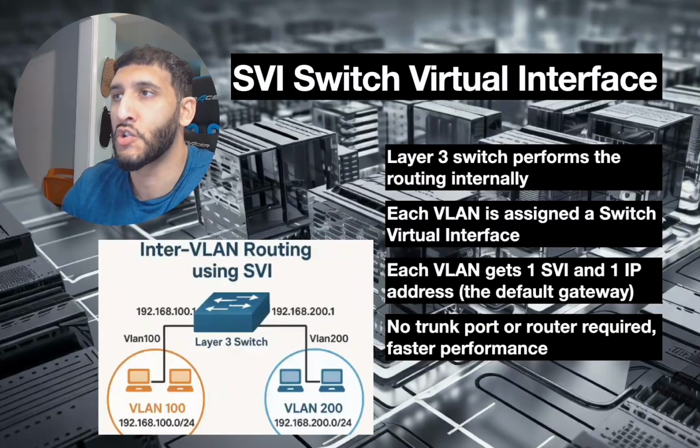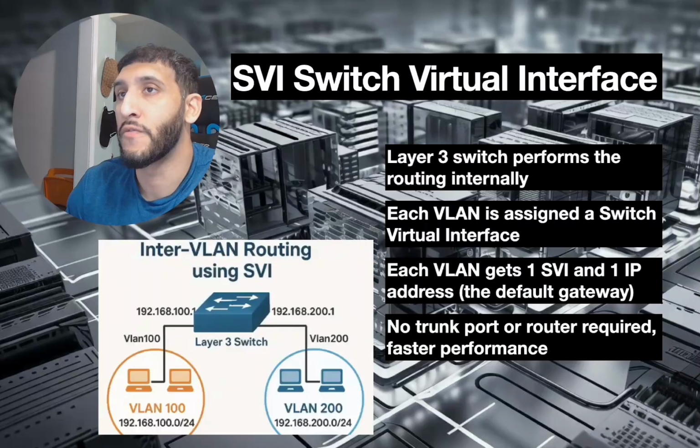And next we have a switch virtual interface, SVI. With the switch virtual interface, you don't need a router or a trunk port. All you need is a layer 3 switch. This switch performs the routing internally. In this system, you create the VLAN and then you assign it with a switch virtual interface. And after this is done, each VLAN will have one SVI and one IP address, which is the default gateway. These are much easier to configure and more optimal than a router on a stick.